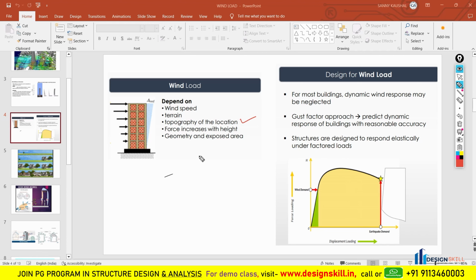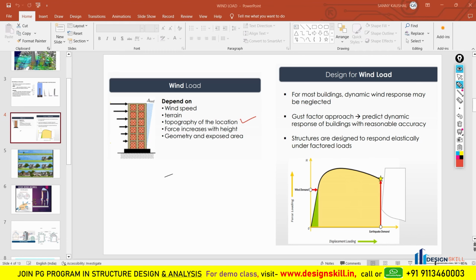Now this is also very important because the wind speed is going to change on the basis of the topography. Where there are hilly areas, you will find a high wind speed nearby. Nearby sea areas also have high wind speed. So the wind speed also depends upon the topography of the location. So it's very important to know the topography of the location.